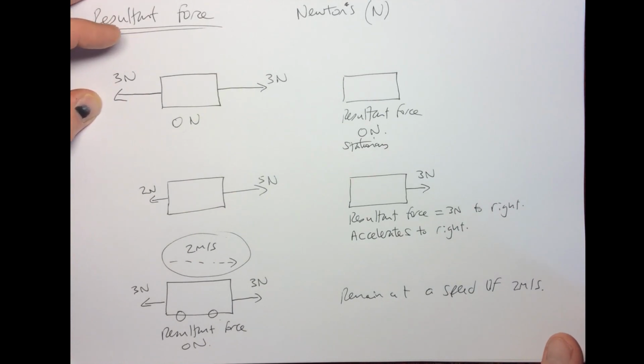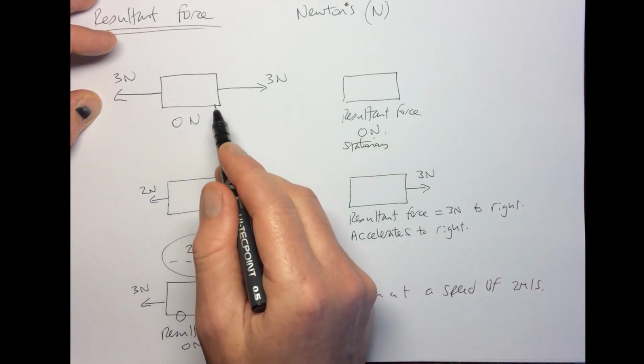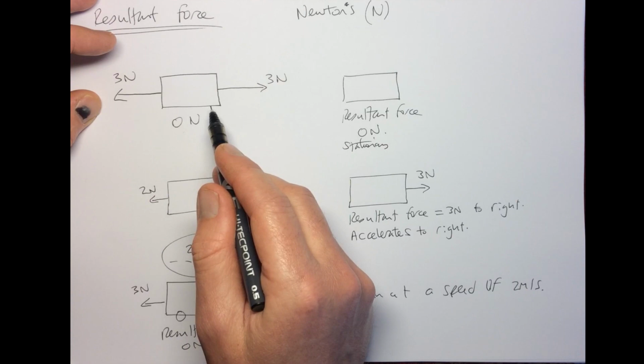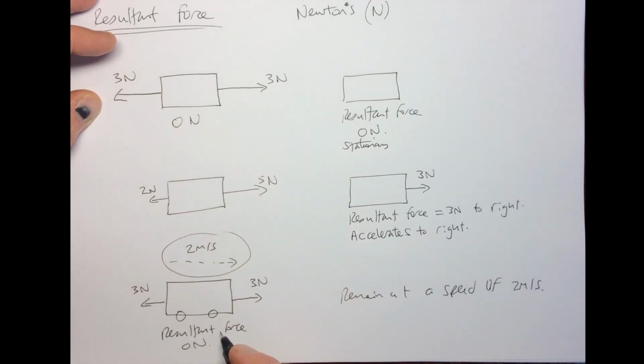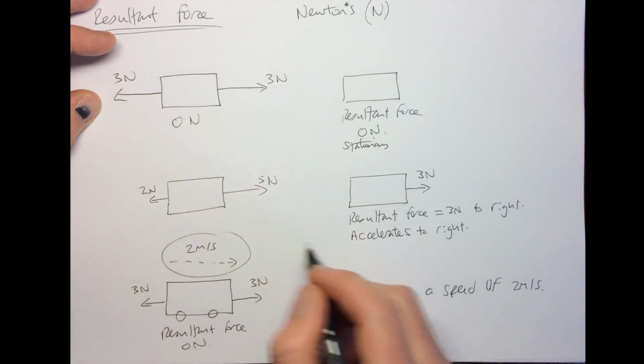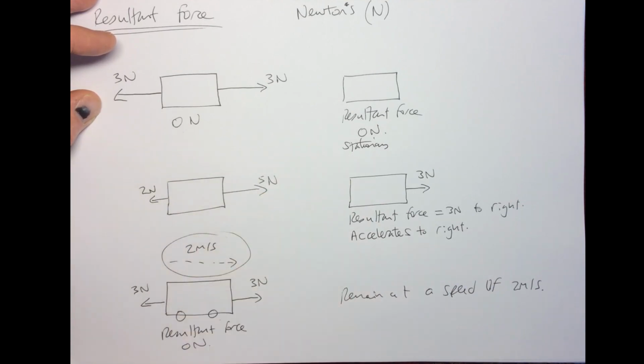So that's what happens with objects. If there's no resultant force, the object will either stay stationary if it's not moving or carry on at a constant speed. If there is a resultant force, the object will accelerate in the direction of that resultant force.